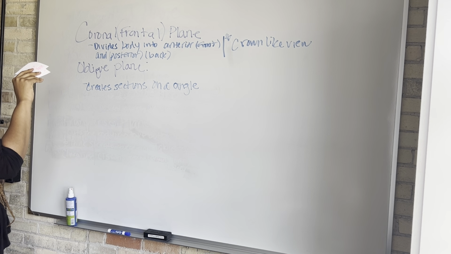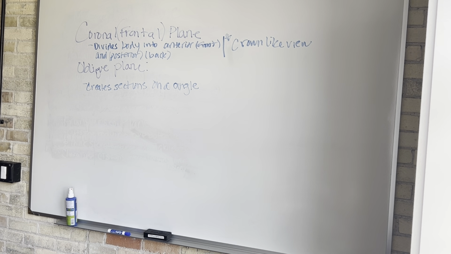The coronal or frontal plane is when the body is divided into anterior and posterior. Kind of like a crown. So I think of coronal, crown, or front is frontal. You're going to be given the front and the back. Oblique creates sections on an angle.